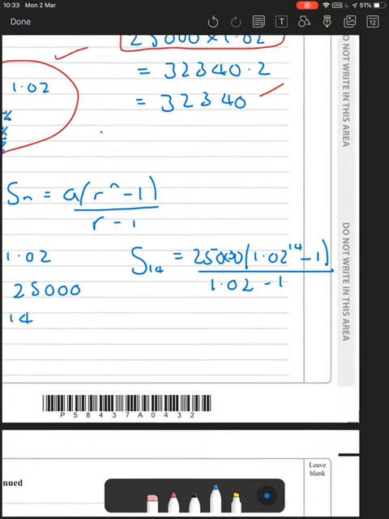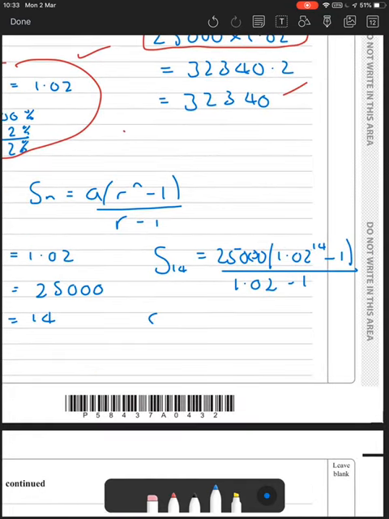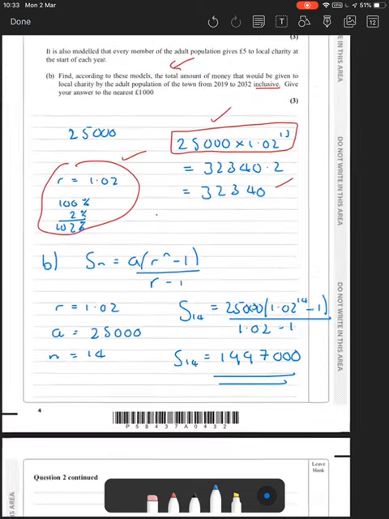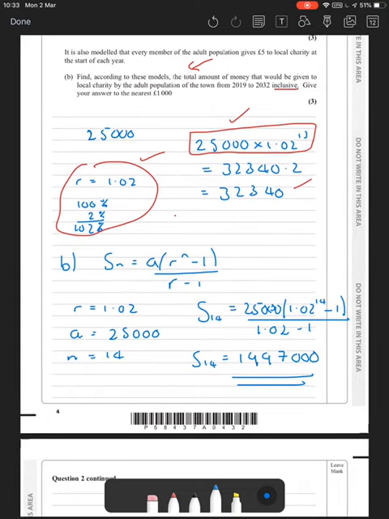So you can plug that straight into your calculator if you've got one to hand, and it will give you a solution of 1,997,000. Let me rewrite that because it was not very good. A little bit better. So that is your sum for those 14 years. So we've answered the question there to the nearest 1,000.